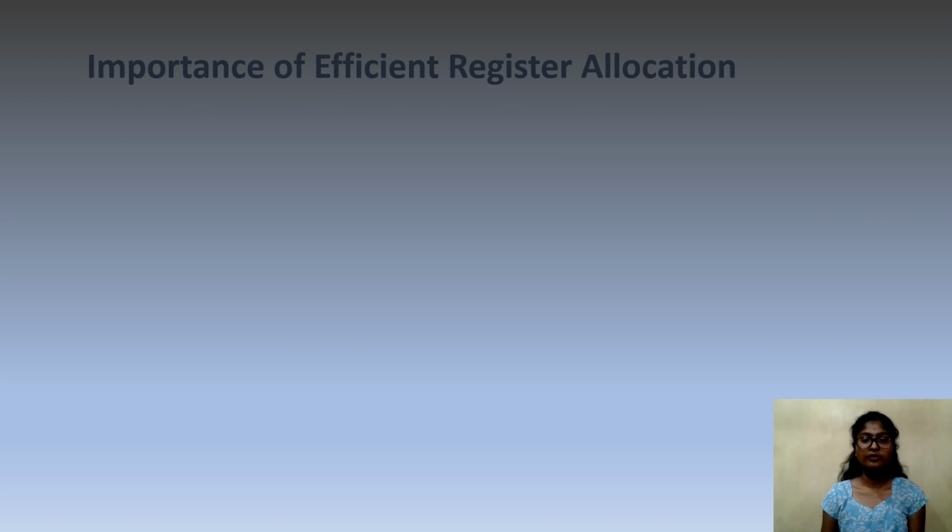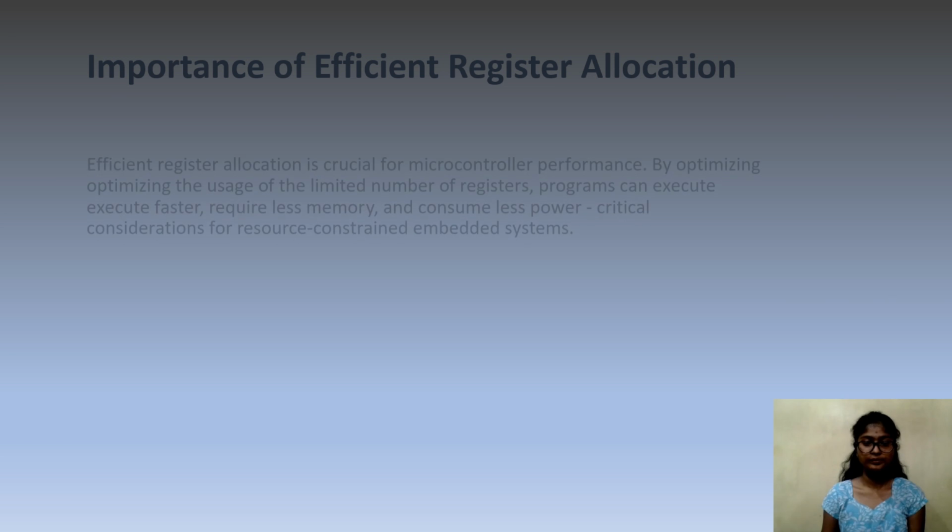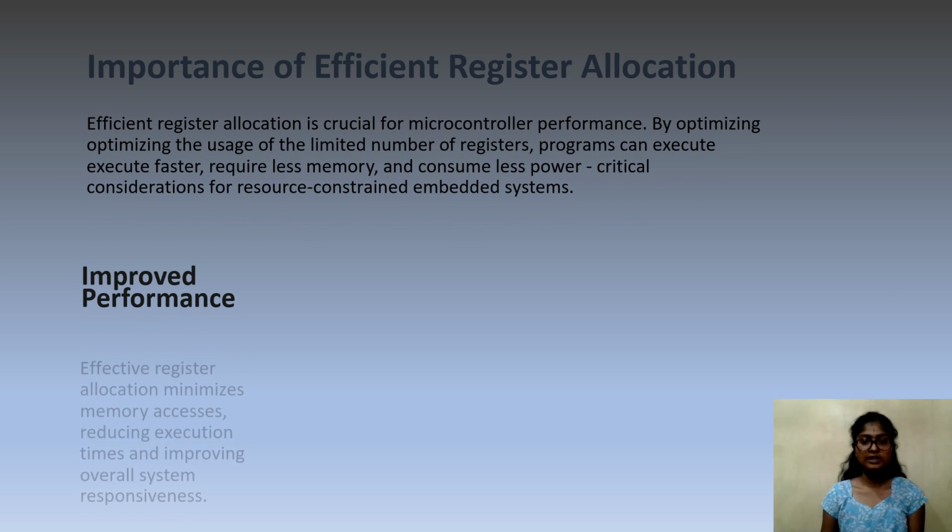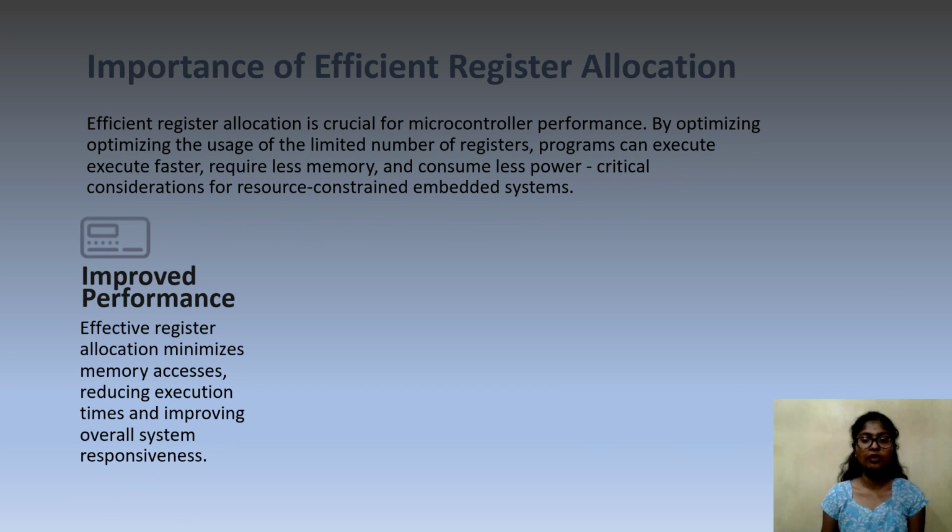The importance of efficient register allocation. Efficient register allocation is crucial for microcontroller performance. By optimizing the usage of the limited number of registers, programs can be executed faster, require less memory, and also consume less power. This is considered a critical consideration for resource-constrained embedded systems.